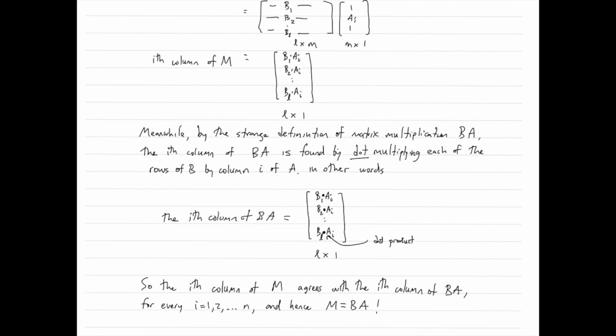And so since the ith columns of M and BA agree, for every i from 1 to n, that means that these two matrices are equal. And that's what we wanted to show. Okay, so this proof was a little bit technical, but it's not something you have to master. I did want to go through it just because psychologically maybe it's important to know that there's some reasoning for why matrix multiplication, first of all, is so useful or comes up so often, and also why it's so strange.